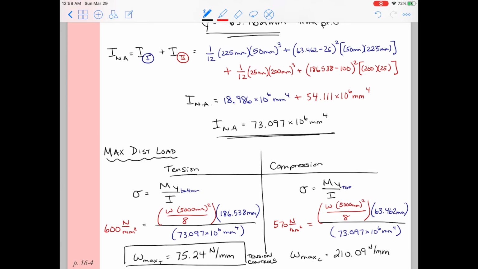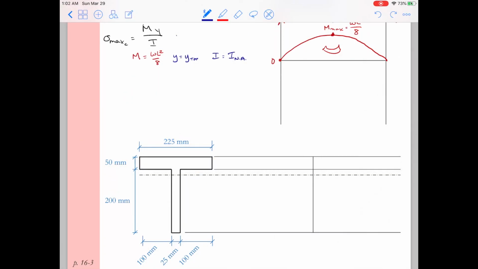All right, so flipping back to our previous page, we can go ahead and take a look at the state of stress in the cross-section if you would like. This wasn't specifically asked for in the problem, but we can go ahead and take a look at it. So I'm just going to rewrite some of the values we had for the distances. The distance from the neutral axis to the bottom of the cross-section was 186.538 millimeters. The distance to the top was 63.462 millimeters.